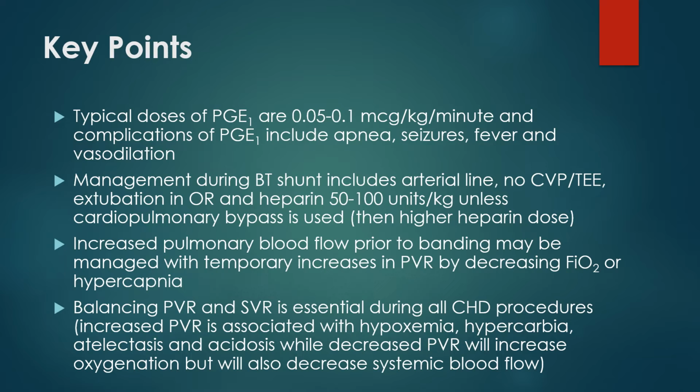Increased pulmonary blood flow prior to banding may be managed with temporary increases in PVR by decreasing FiO2 or hypercapnia. And balancing PVR and SVR is essential during all congenital heart defect procedures. And we talked about the effects of ventilation strategies and FiO2 strategies on your PVR.